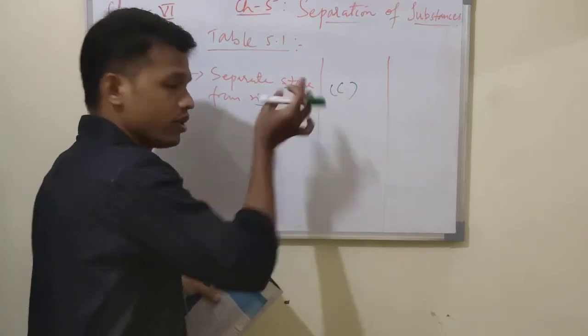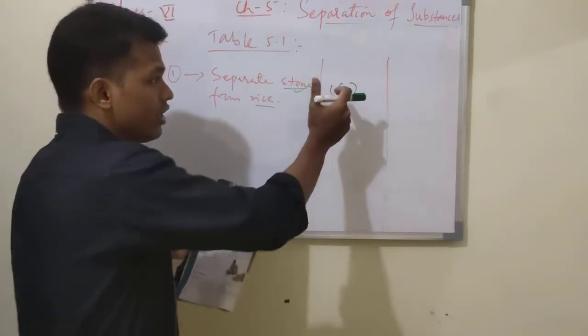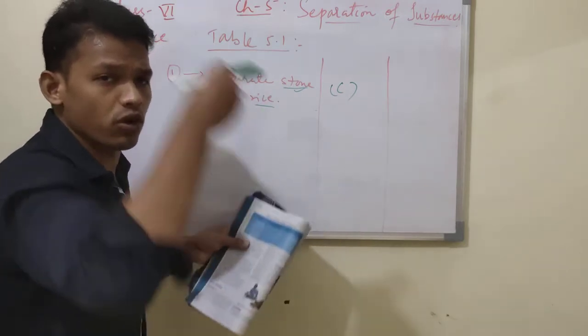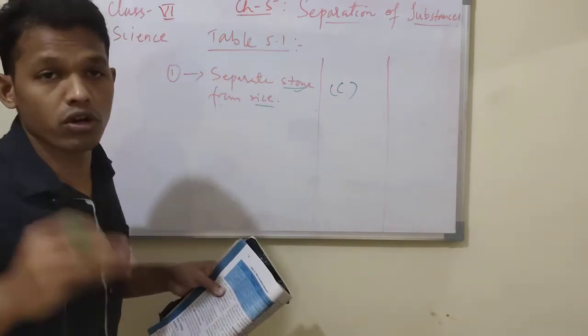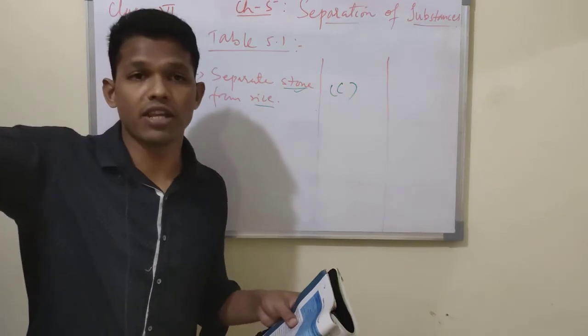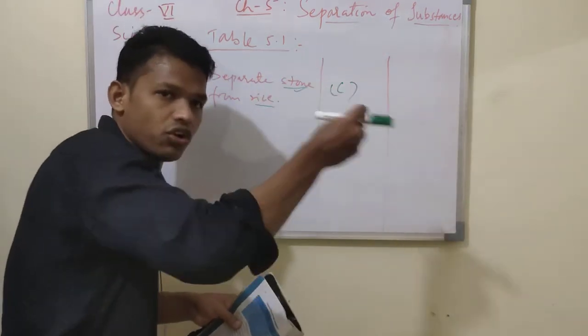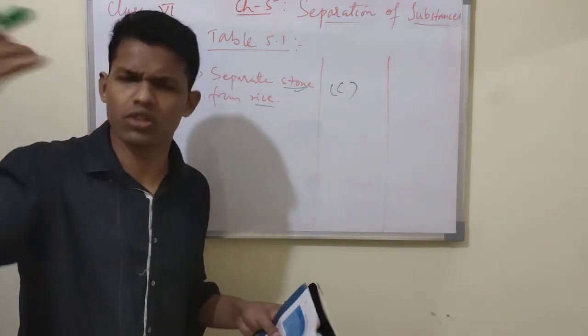Both the components we are using? No, we are not using. But here option C is what? To remove impurities or harmful components. Harmful components means you never consume them. You are not even using them separately. Both the substances are separated, the stones are not used, they are thrown away.